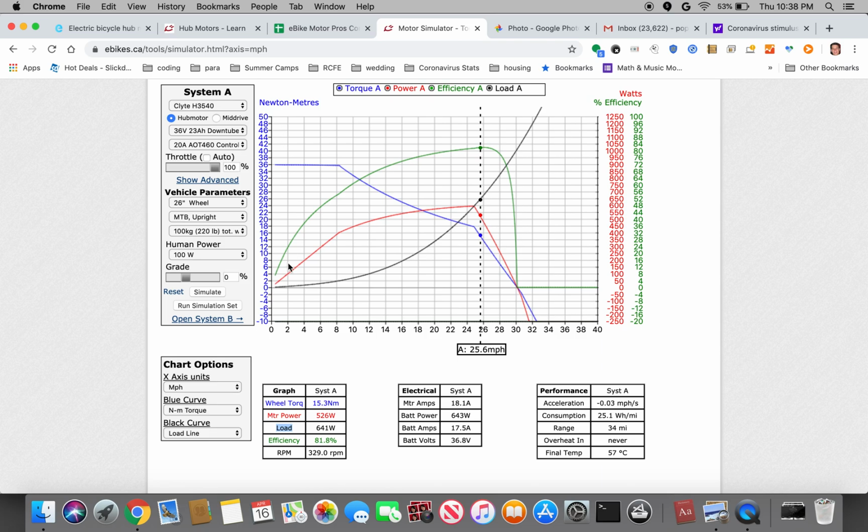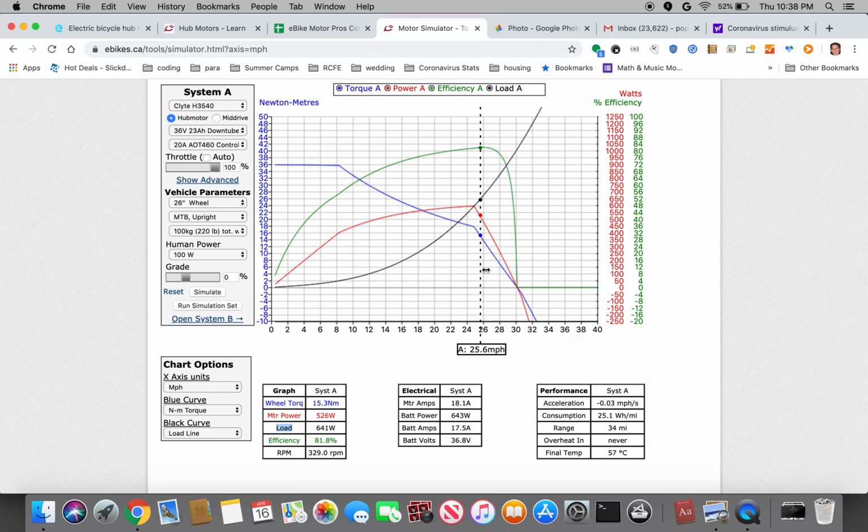So this motor at full throttle on a 0% grade with 100 watts of human power will allow you to go 25.6 miles per hour. And given this battery, it will allow you to go for 34 miles and it will never overheat.